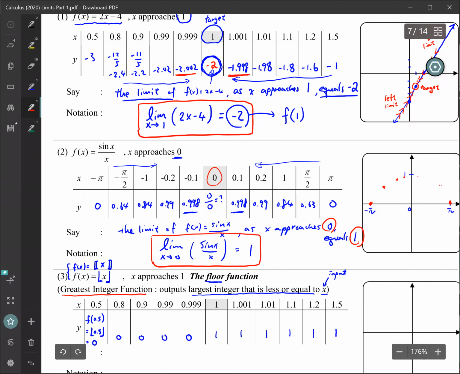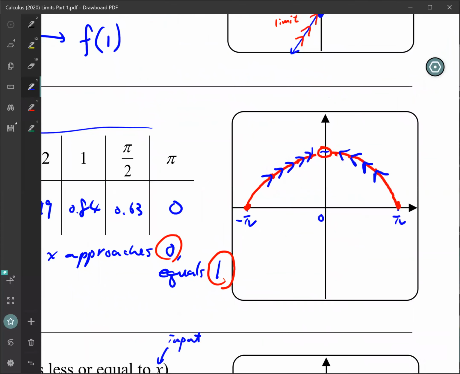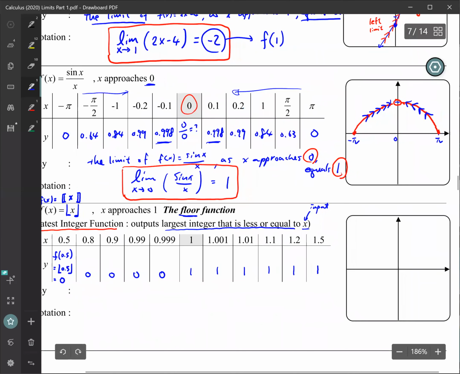It goes up and up towards 1, but at 0 it is undefined, so it should be an empty circle. It's different from question 1. The arrow for the limit will go like this, getting closer and closer to it. So that's the graph for the second one. Even though it's undefined at 0, the limit still exists and is equal to 1.